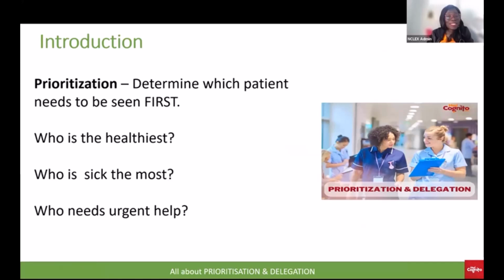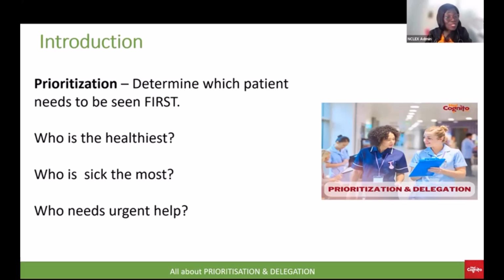Prioritization involves determining which patient needs to be seen first. Because when you have a lot of patients at a time on your ward, you would need some strategies to be able to decide who has to be seen first, who is the healthiest, who is sick the most, and who needs urgent help. So that is what prioritization is all about.